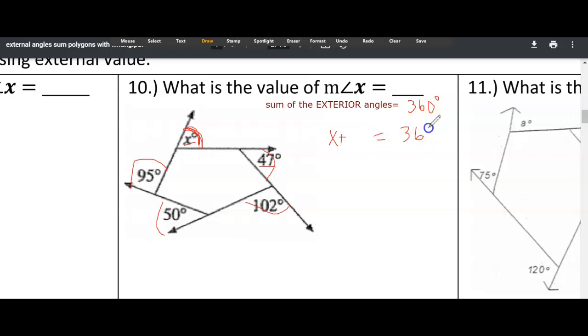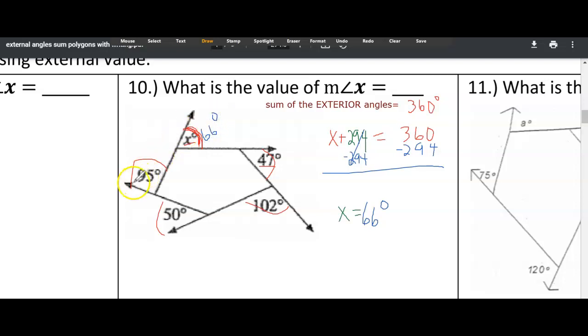And then you solve it. So add 147, 102, 50, and 95. What's the sum of those? Okay, awesome. You should have gotten 294. So now solve it. Subtract 294 from both sides. What does x equal? Okay, good. You subtract 294, so 360 minus 294 gave you 66. So x equals 66 degrees. So this is 66 degrees.